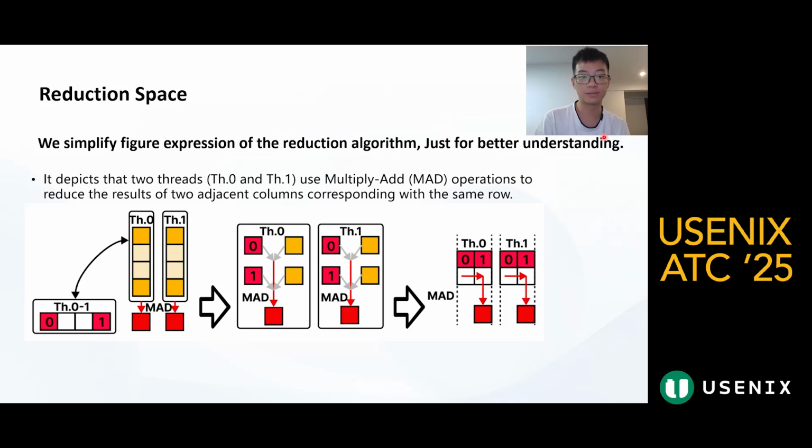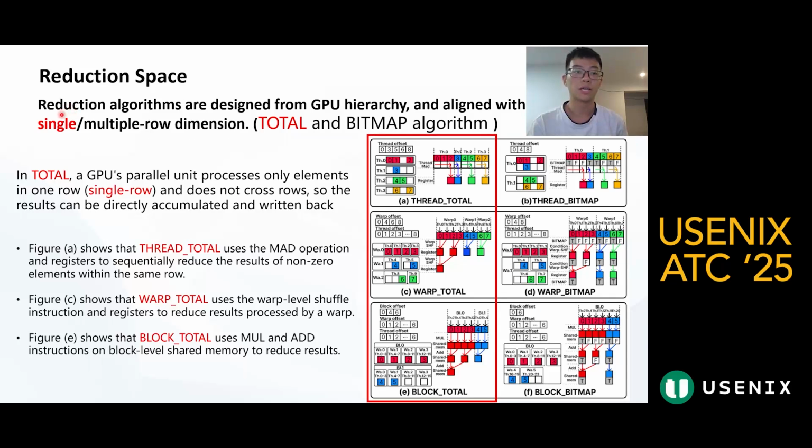It depicts that two threads use multiply and add operations to reduce results of two adjacent columns corresponding to the same row. And here, reduction algorithms are designed from the GPU hierarchy, so there are three levels: thread, warp, and block, and aligned with single-row and multi-row dimensions. Here, total is designed for single row.